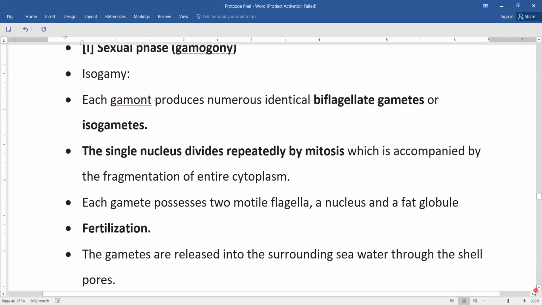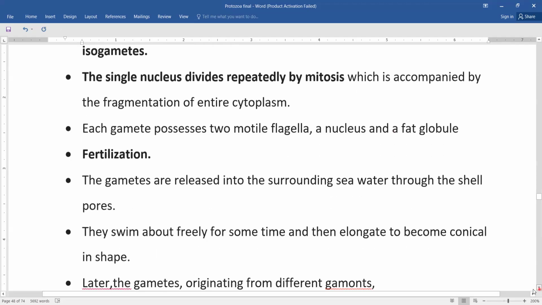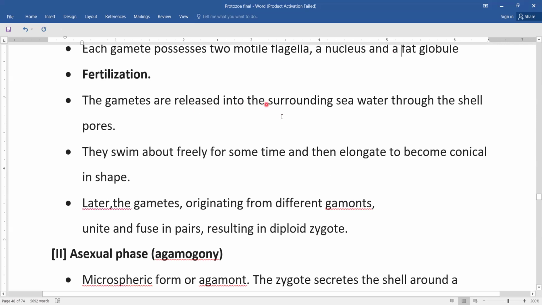Okay, so such isogametes undergo fertilization. The gametes are released into the surrounding seawater through the shell pores. They swim about freely for some time and then elongate to become conical in shape. So before fertilization, they are transformed into a conical shape.